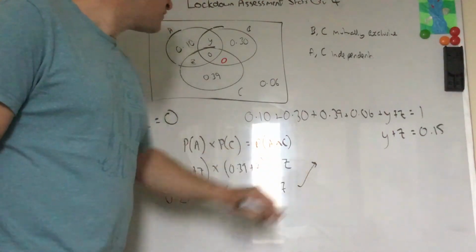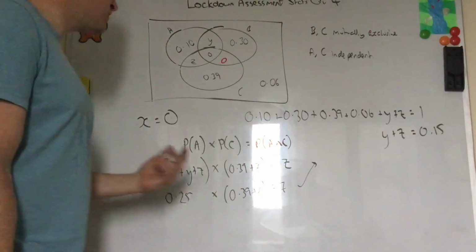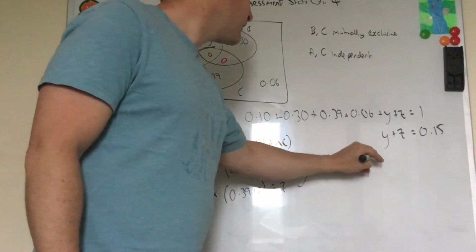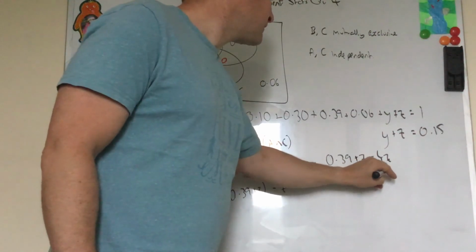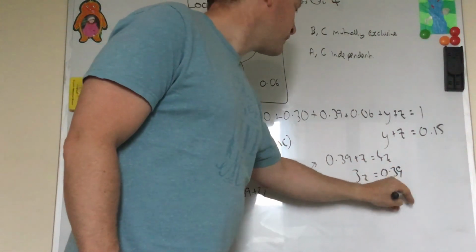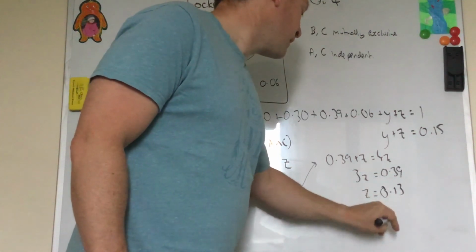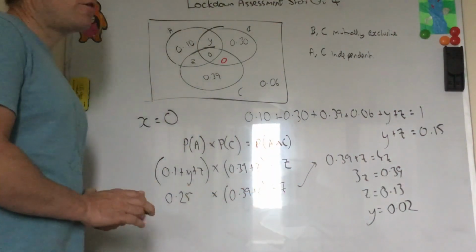I'm going to go up here to solve it. So 0.25 is a quarter, so the obvious way to get rid of a quarter is times by 4. So we get 0.39 plus z equals 4z. So take away z, 3z equals 0.39, z equals 0.13. And then if we take away z from 0.15, we get y, which is 0.02. Okay, hope that all makes sense.